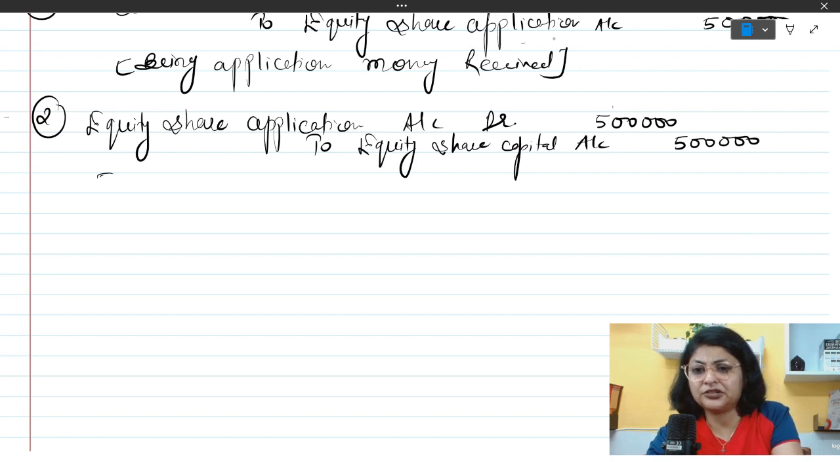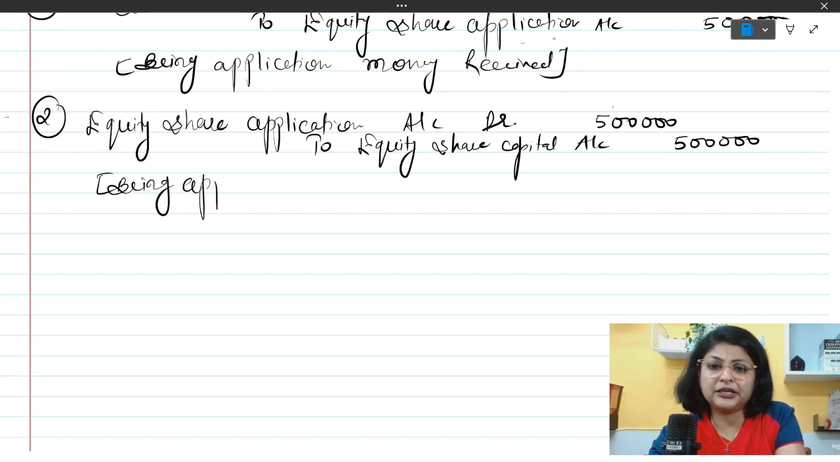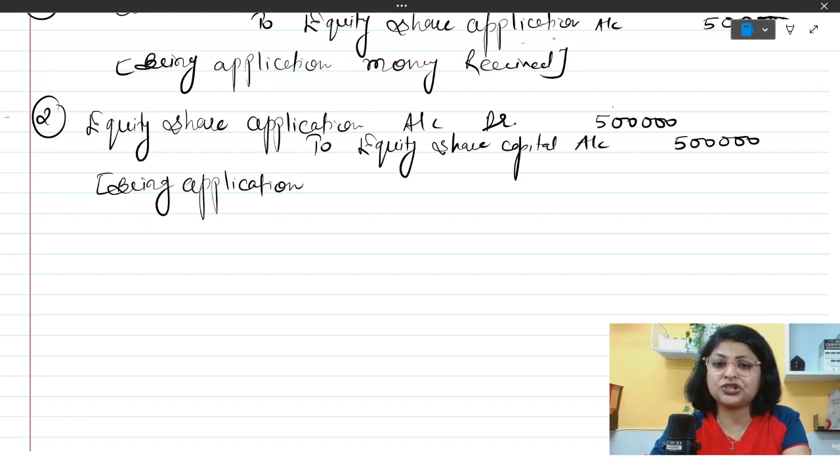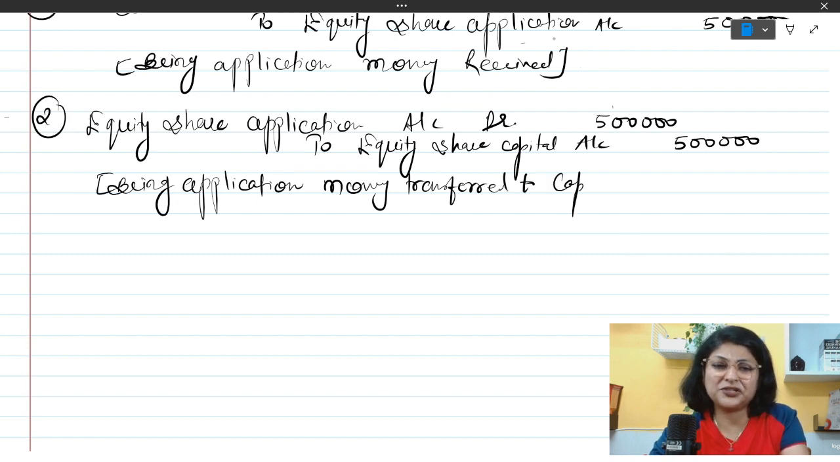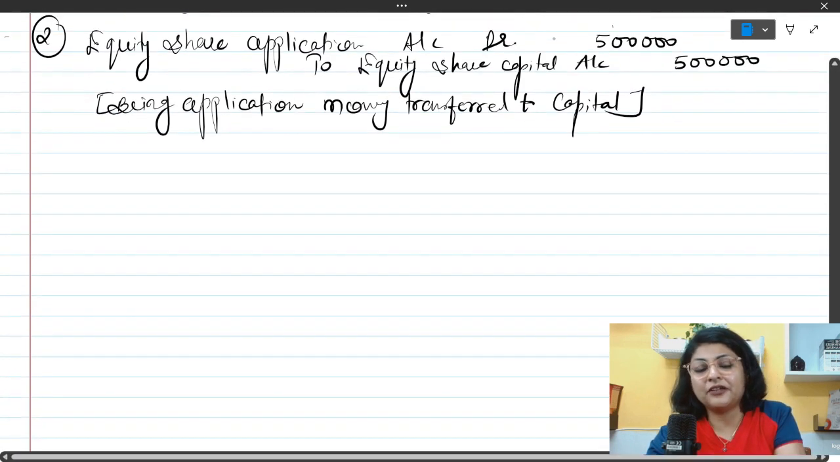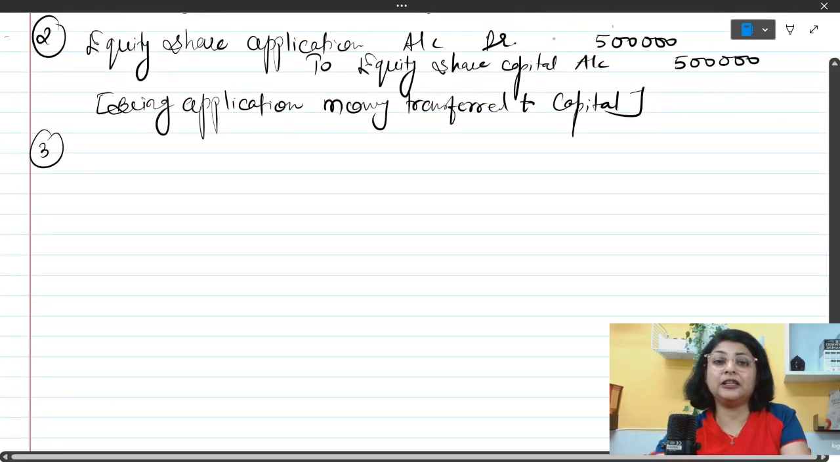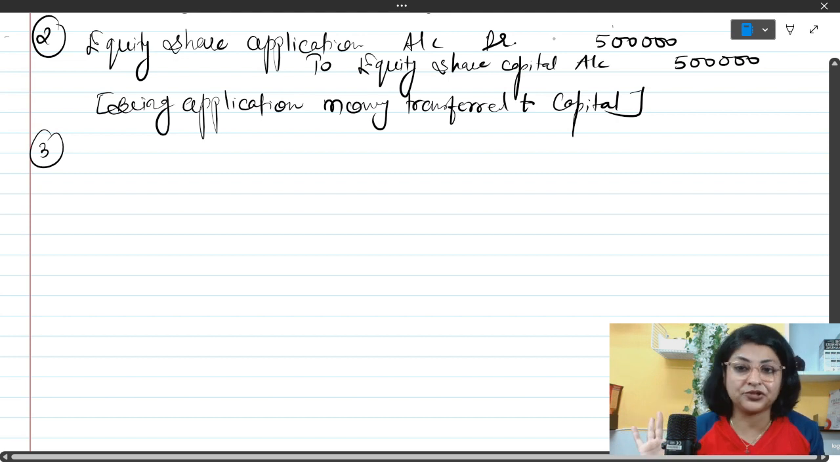And you'll write here, being application money transferred to capital. Application money transferred to capital. So the same entries we had done in the issue of debenture chapter also. Those who have not seen, please see, the link will be given to you in the description box.